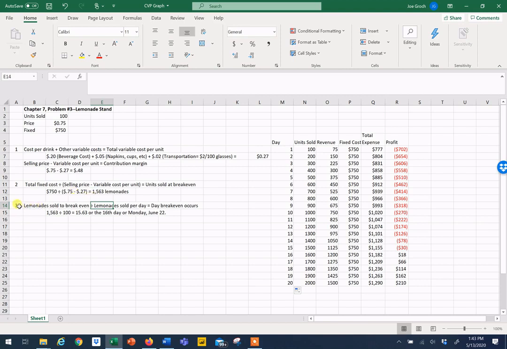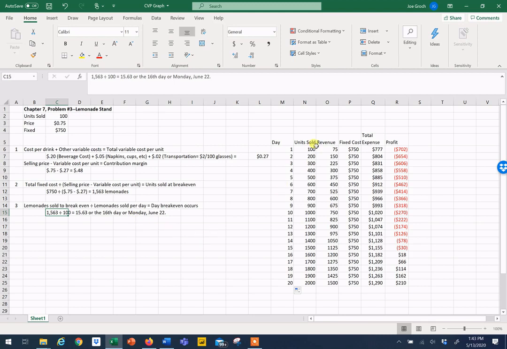The third question was, what day of the summer will he break even? Well, again, the equation for that is he takes the lemonade sold to break even, divides it by the lemonade sold per day, and that'll give him the number of days. So we got from right up here, 1563 divided by 100, which is the number of lemonade sold per day, equals 15.6, or the 16th day of the month, or if you want to be precise, Monday, June 22nd.